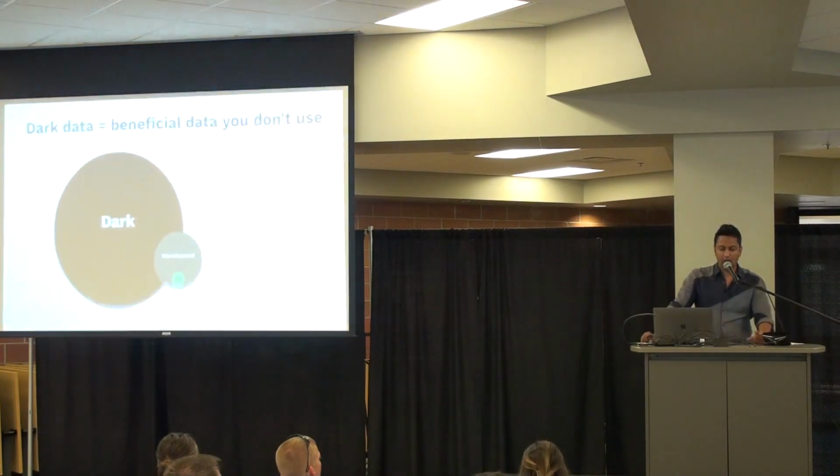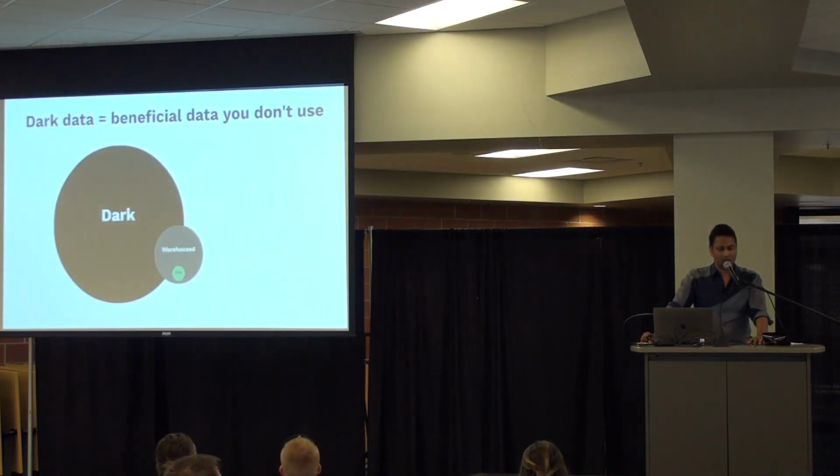And the conceptual model that I like to use for this is something called dark data. The idea behind dark data is that there's this beneficial data out there, but you're not using it. It's kind of like dark matter in the universe. So there's all the dark data out there in the world. There's the data that you're warehousing, and then that little green circle is the small fraction of data that you are actually using.